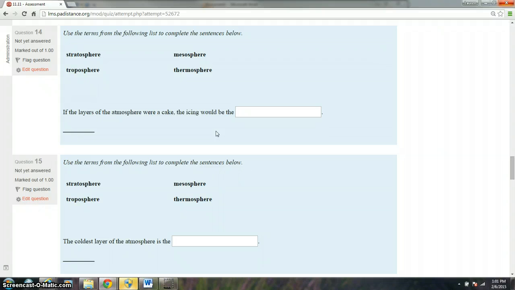Question 14. Use the terms from the following list to complete the sentences. Your new terms here are stratosphere, troposphere, mesosphere, or thermosphere. If the layers of the atmosphere were a cake, the icing would be the blank.